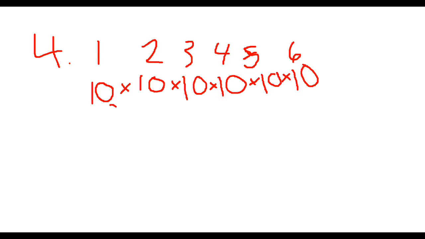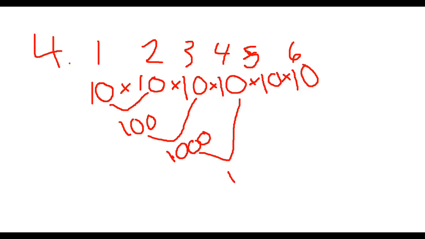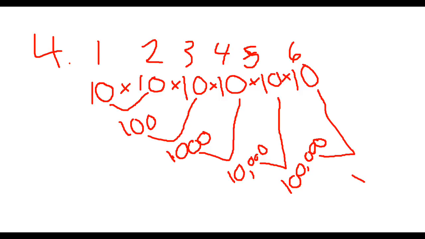Whew. All right, so 10 times 10 is 100. 100 times 10 is going to be 1,000. And then 1,000 times 10 would be 10,000. And 10,000 times 10 would be 100,000. All right. So again, 10 times 10 is 100. 100 times 10 is 1,000. 1,000 times 10 is 10,000. And then 10,000 times 10 is 100,000. And finally, 100,000 times 10 is going to be 1,000,000.